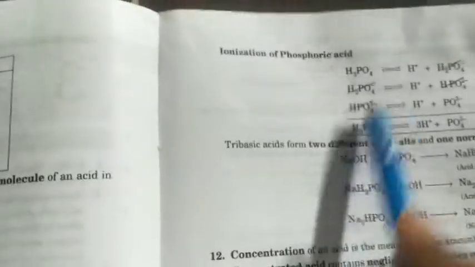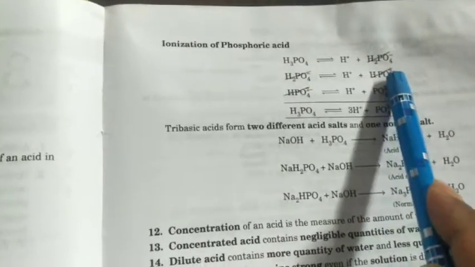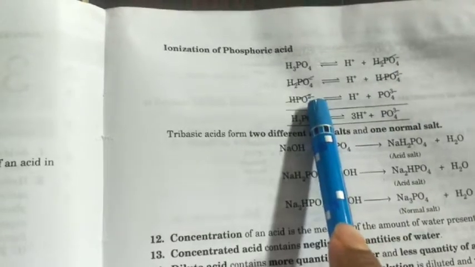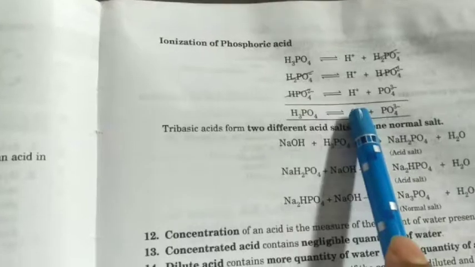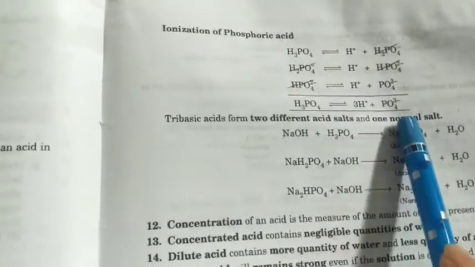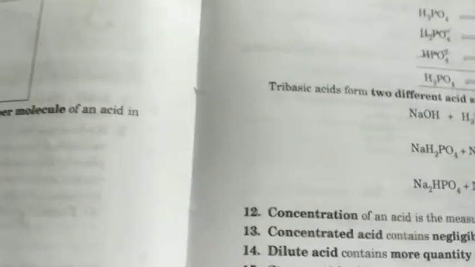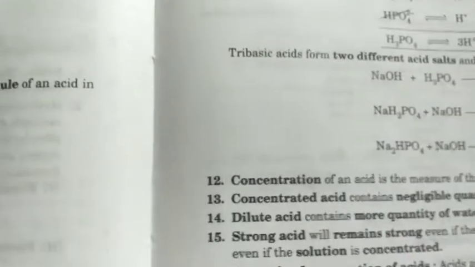Now the steps of ionization of phosphoric acid are explained here. H3PO4 gives H plus and H2PO4 minus; again H2PO4 minus decomposes into H plus and HPO4 2 minus; again HPO4 2 minus decomposes into H plus and PO4 3 minus. Now the total number of replaceable hydrogens is 3, and the PO4 cancels out. In this way we can find the total number of replaceable hydrogen ions. That step is given here.